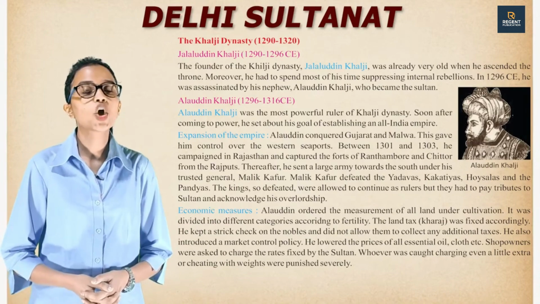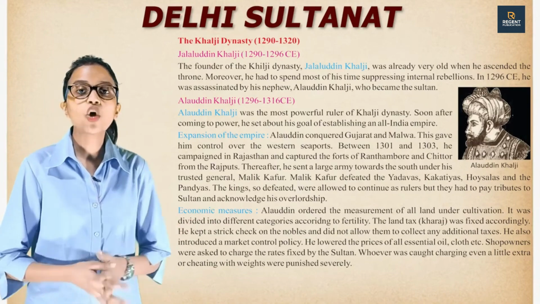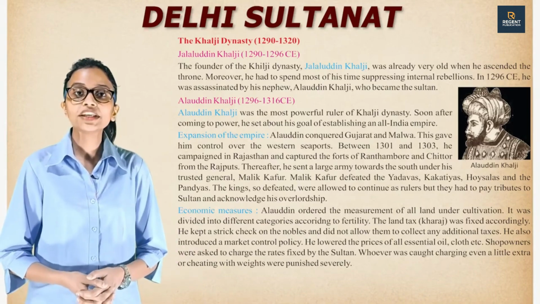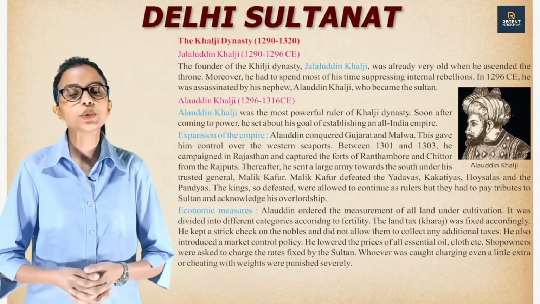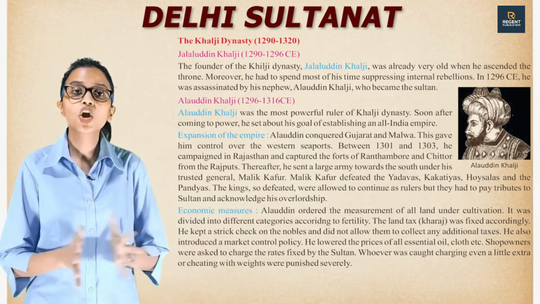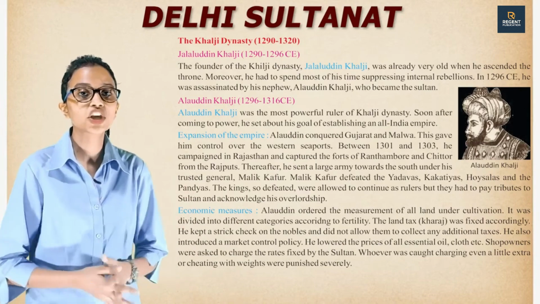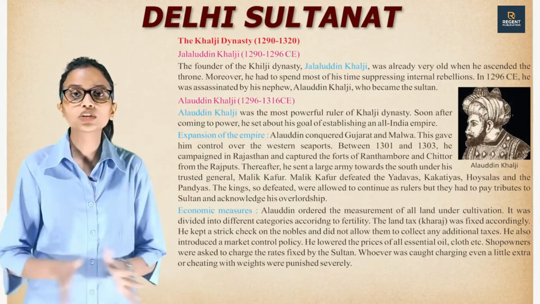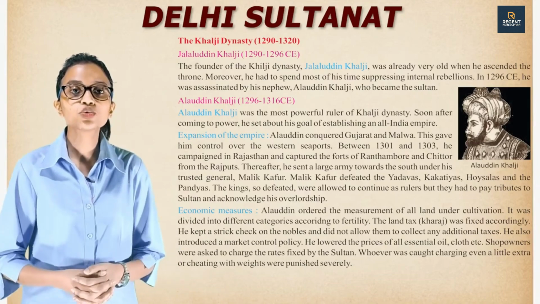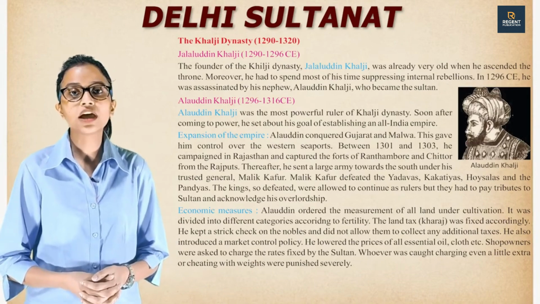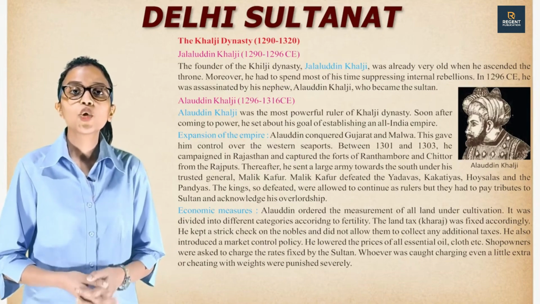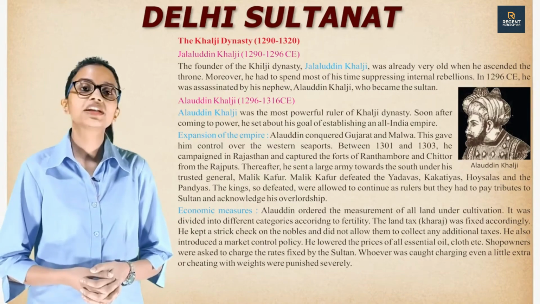overlordship. Economic measures. Alauddin ordered the measurement of all land under cultivation. It was divided into different categories according to fertility. The land tax, kharaj, was fixed accordingly. He kept a strict check on the nobles and did not allow them to collect any additional taxes. They were also asked to charge the rate fixed by the Sultan. Whoever was caught charging even a little extra or cheating with weights was punished severely.